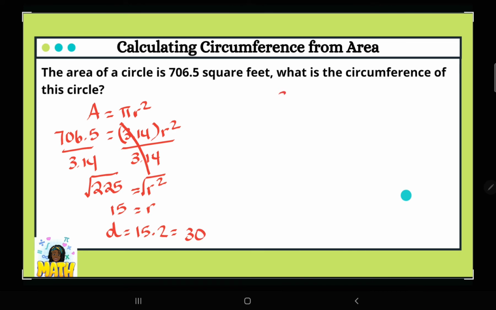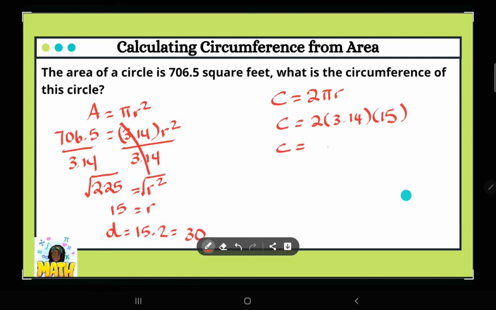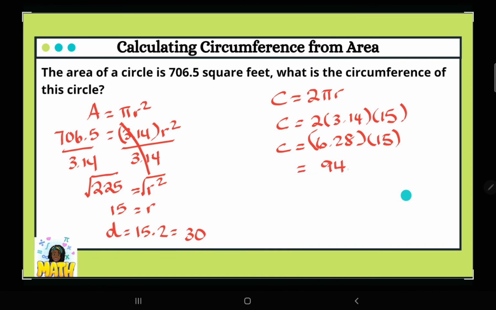Now let's go ahead and use circumference. I'm going to go back and use 2 pi r again. So I'll be using the number 15. C is equal to 2 times 3.14 times 15. 2 times 3.14 is 6.28, and we're going to multiply that by 15. The product of 6.28 and 15 is 94.2, so we find that our circumference is 94.2 feet.